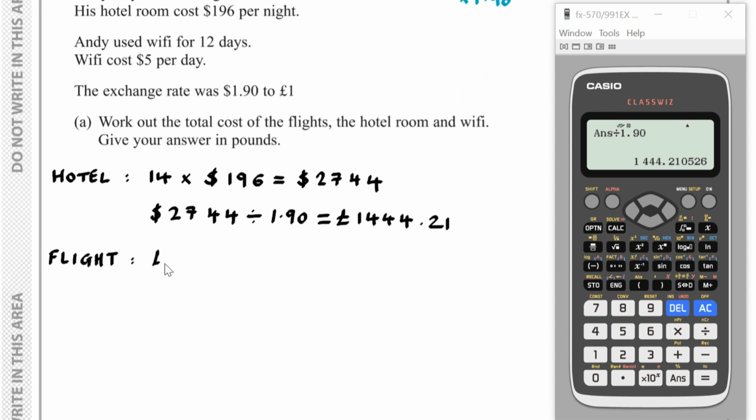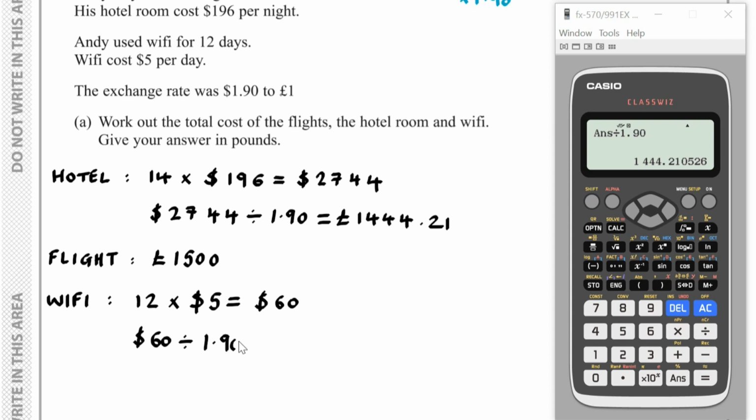Well, the flight is just given by £1,500. And then we've got the Wi-Fi. Well, Wi-Fi costs $5 per day, and we're using it for 12 days. So if I do 12 times by $5, that's $60. And to convert that into pounds, I need to do 60 divided by 1.90.